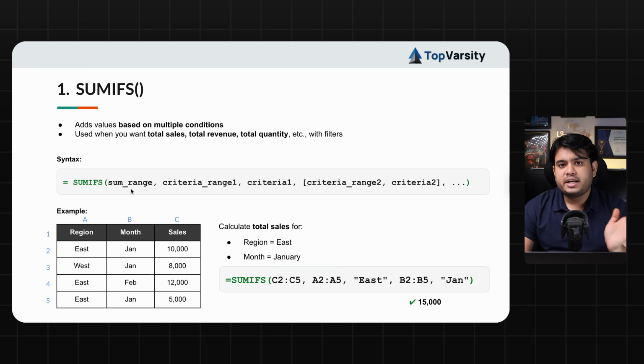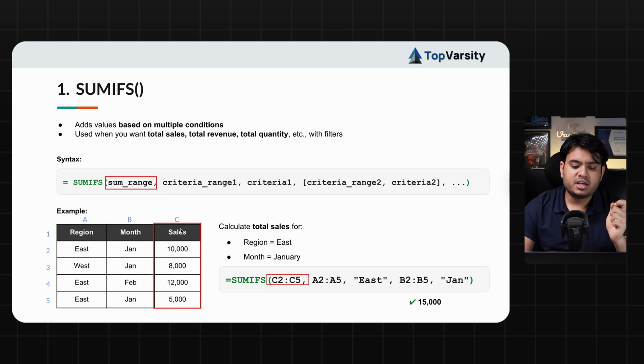According to the syntax of this formula, it should be in this way. First is your sum range. You need to select the sum range. So here you can see C2 to C5 is our sum range. You can see in the example also I have mentioned C2 to C5 as the sum range.